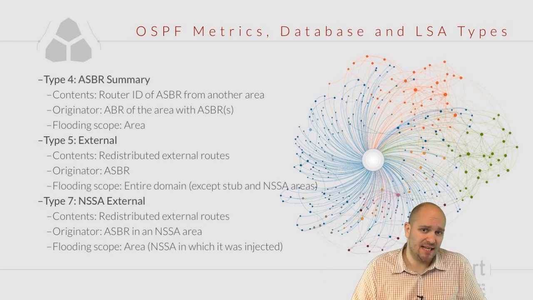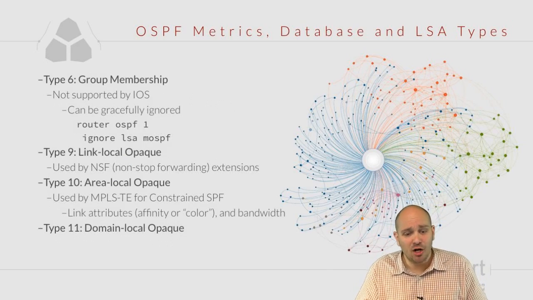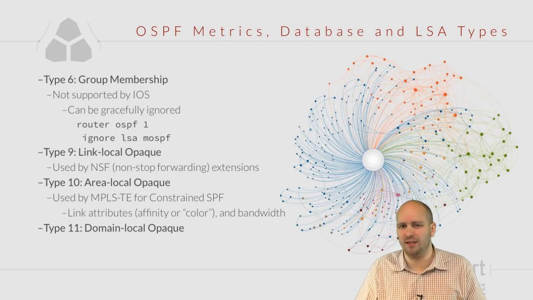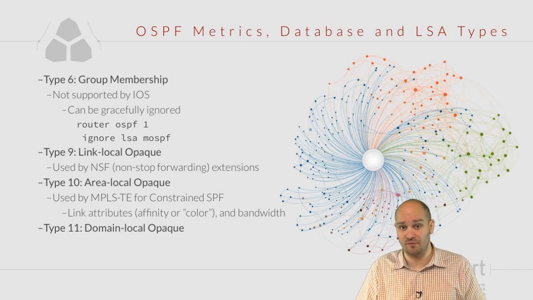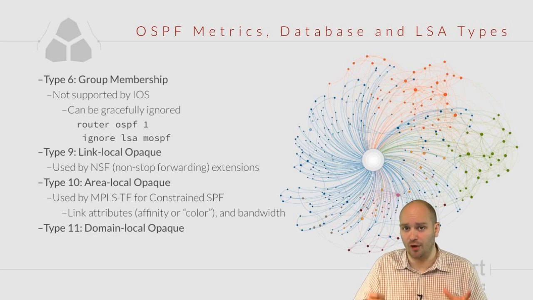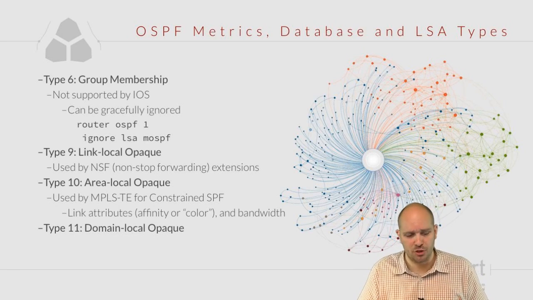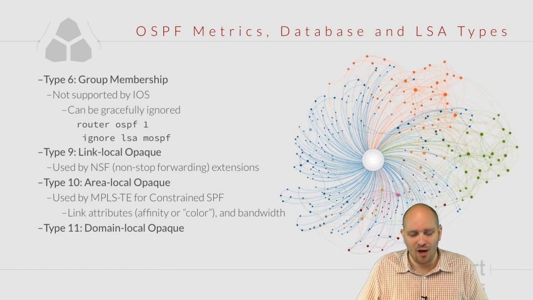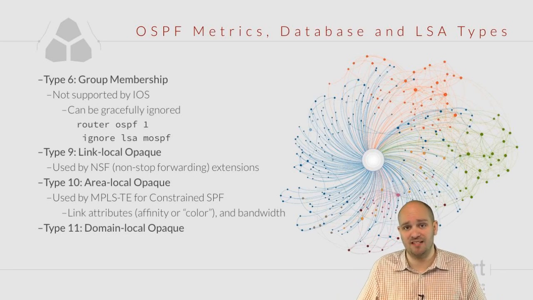So these are the LSAs that you are most likely to encounter in your network. But there are some others. These are type 6, type 9, type 10, and type 11. There is also type 8, but that one is not used in OSPF version 2. It is used in OSPF version 3 for IPv6 routing. So type 6, also known as group membership, and also called multicast OSPF, is not supported by IOS, but it can be gracefully ignored.